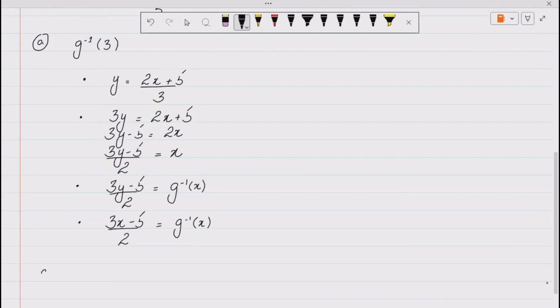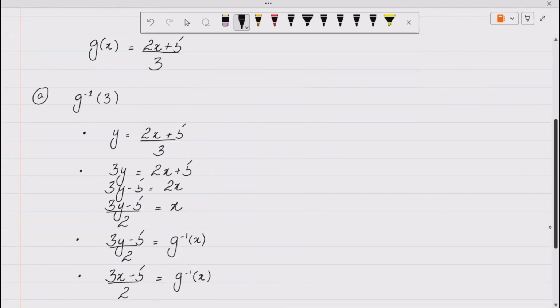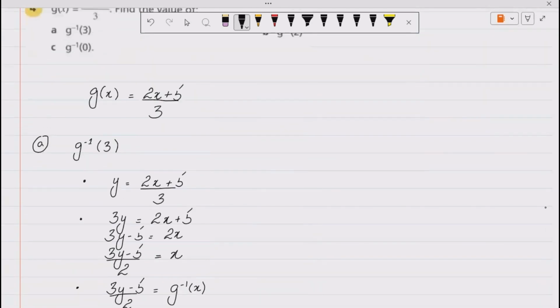So now we can do part A easily. g inverse of 3 is nothing but we have to put 3 in place of x. So 3 times 3 is 9, 9 minus 5 is 4, and 4 over 2 is 2. So g inverse of 3 is 2. Likewise, we can do parts B and C.